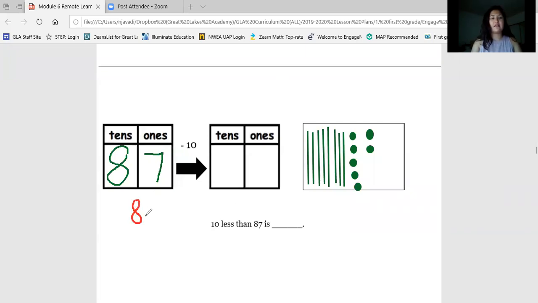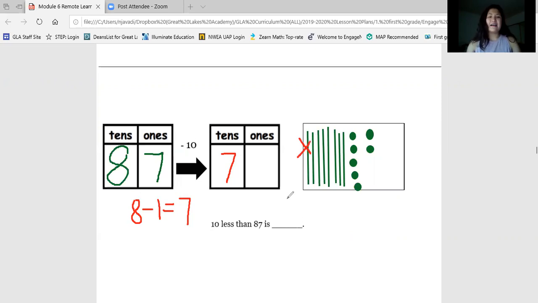8 tens minus 1 ten is equal to 7 tens. So I can write that right here. I'm also going to remember to cross off 1 ten from my picture.